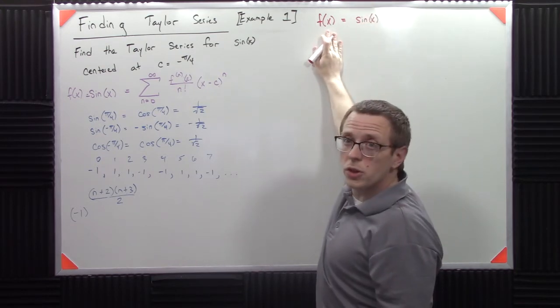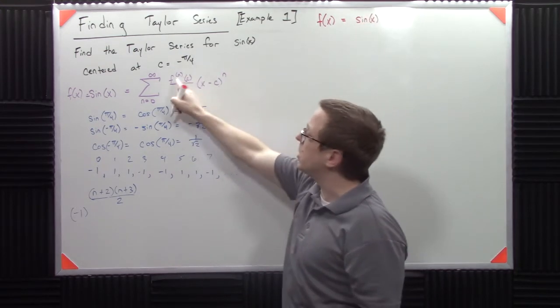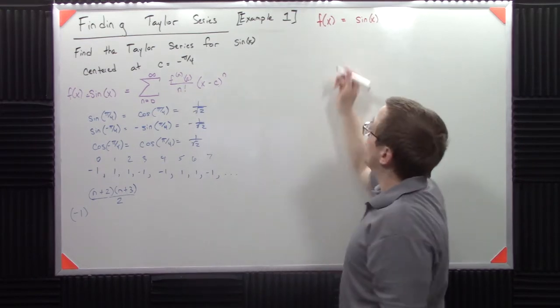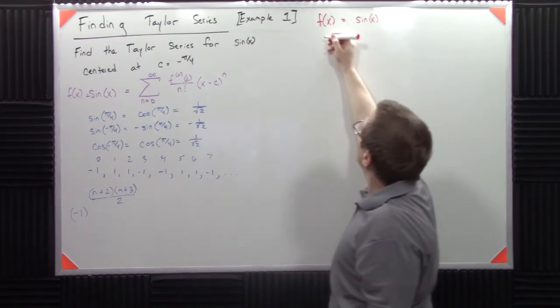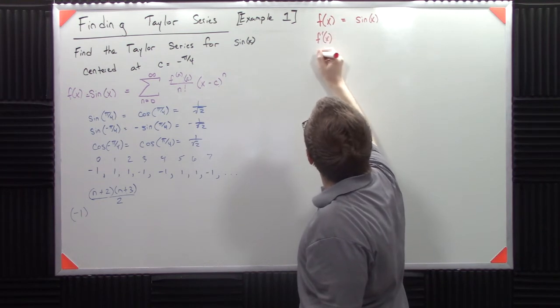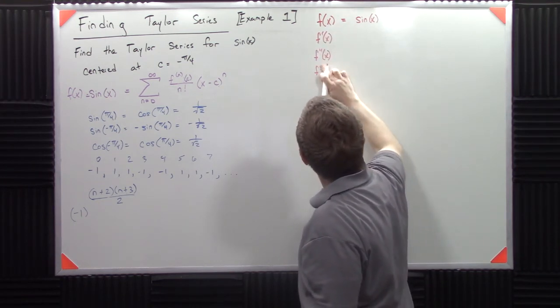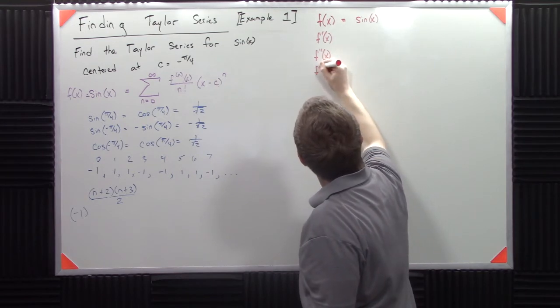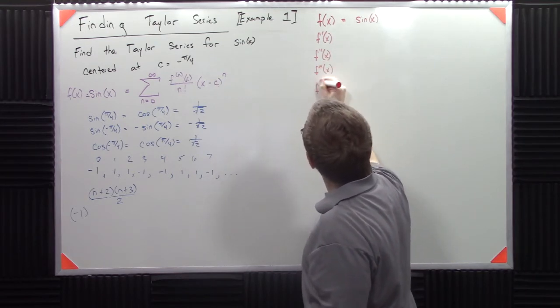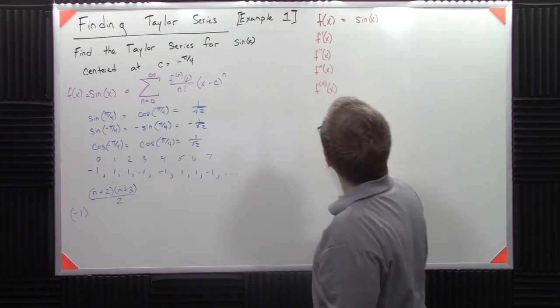Alright, so the function is sine of x. That's sort of like the 0th derivative, because that means there's no derivatives applied. So this is the first derivative, the second, the third, the fourth derivative.